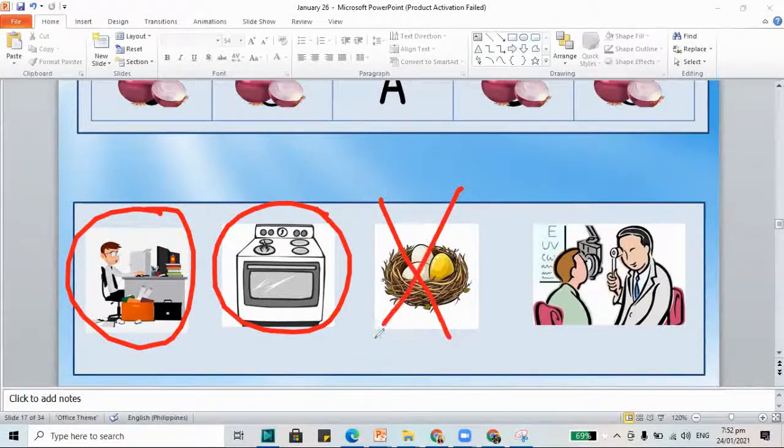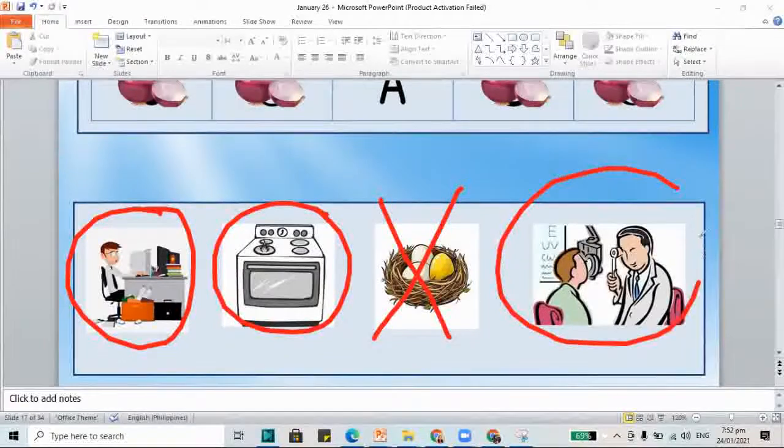Let's mark an X. And this one is a kind of doctor, the optometrist. The optometrist is a doctor for your eyes. So let's circle the optometrist. Those are some pictures that begin with the letter O. We have the office, the oven, and the optometrist.